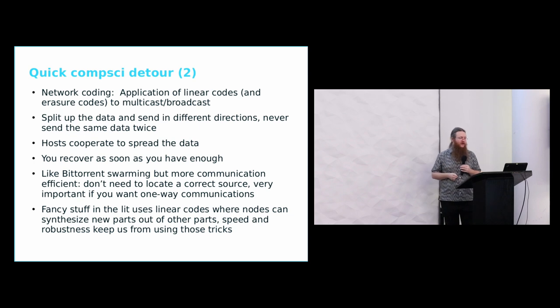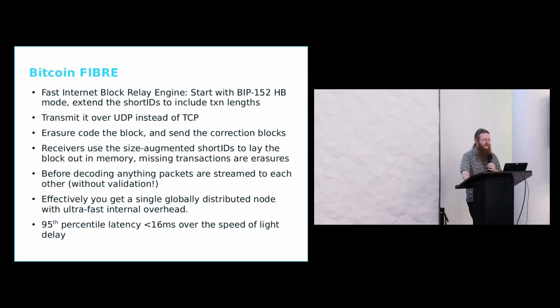So this brings us to Bitcoin Fiber, which is a protocol heavily derived out of this block network coding write-up I did early on. And the idea of Fiber is this. You basically start with BIP 152 compact block high bandwidth mode, but you modify the short IDs to include the transaction lengths. Then you transmit over UDP instead of over TCP, and you apply erasure coding to the blocks.